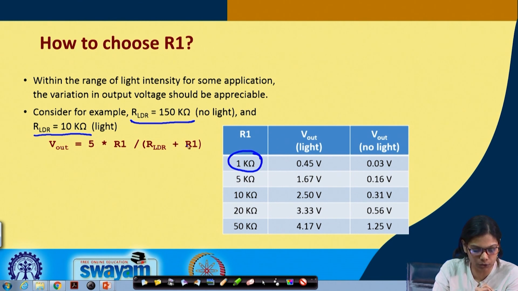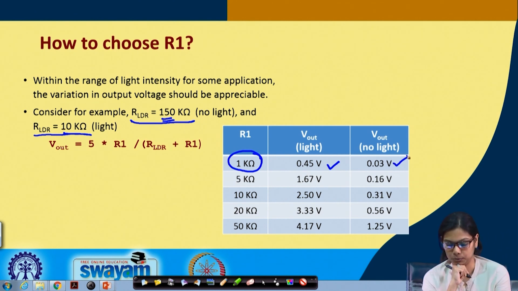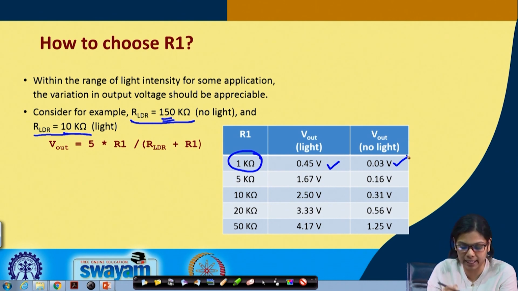So R1 we already know. For light, with 10 kilo ohm we got this value, and V out with no light, with this particular kilo ohm as R LDR, we get this value. Depending on that, you can calculate for 5 kilo ohm as well, which comes down to 1.67 volt, and for no light it is coming to 0.16 volt.